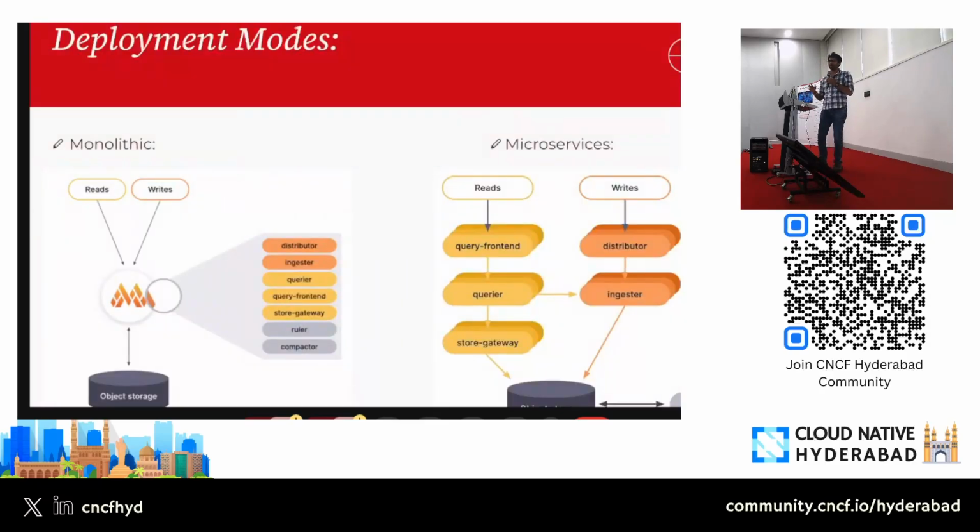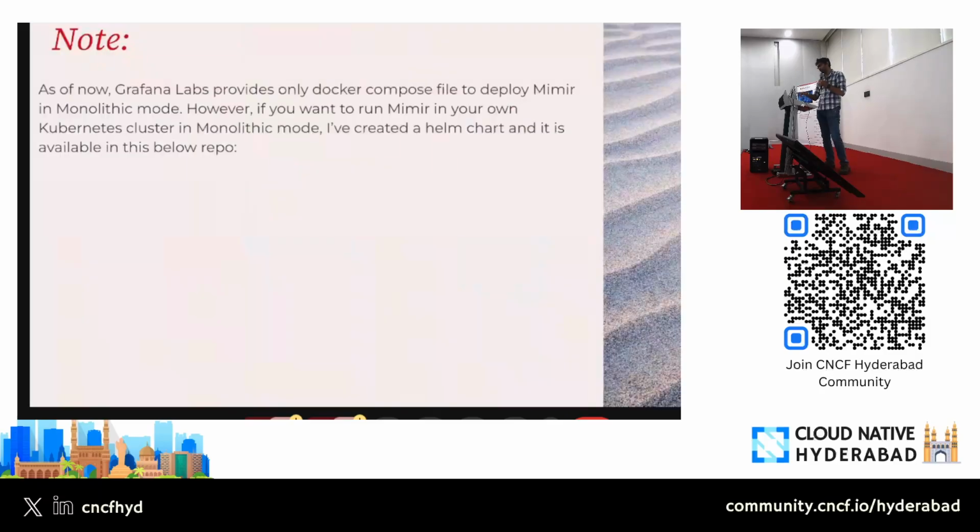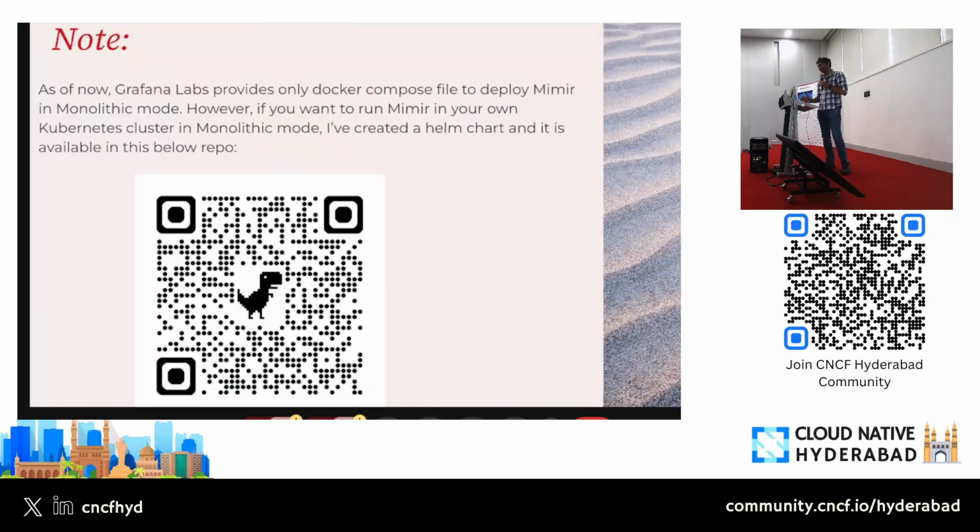Monolithic mode, Grafana by default provides only a Docker Compose file, right? So if you have a local Kubernetes cluster and you want to use a Helm chart, I have created one Helm chart and made it publicly available in a repo. I added a QR here, but it's missing. I'll get that. Oh, okay, now it's there. So you can just scan this repo and get your Helm chart.